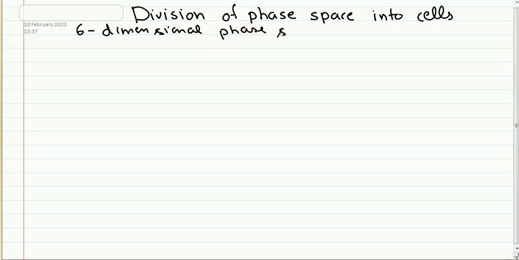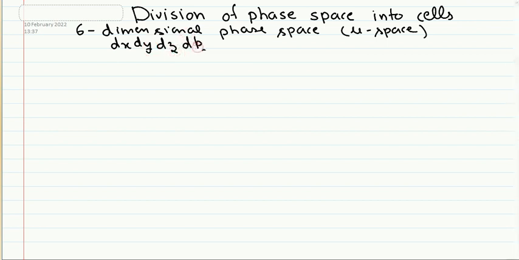So if we have a six-dimensional phase space, six-dimensional phase space means it is the mu space. Then what are the coordinates? We have the coordinates dx, dy, dz, then dpx, dpy and dpz. So these are the six coordinate system in the mu space.